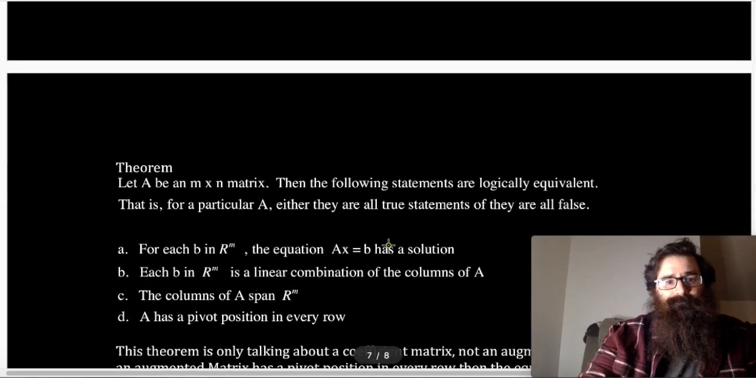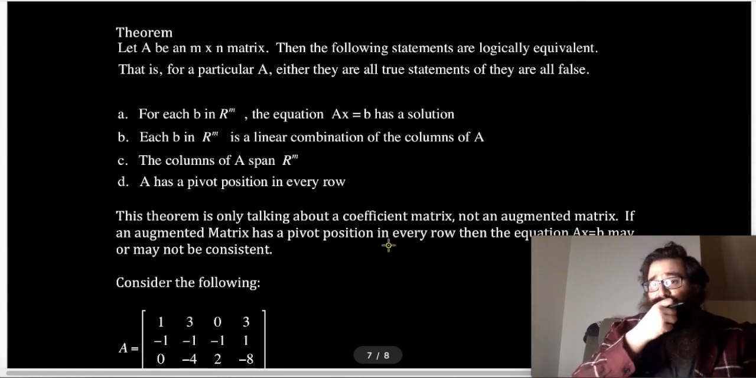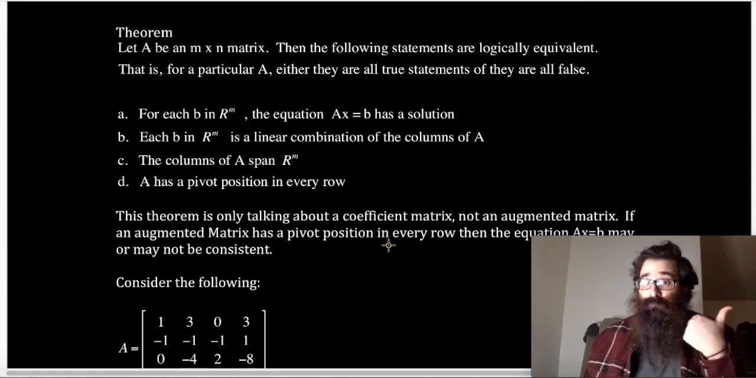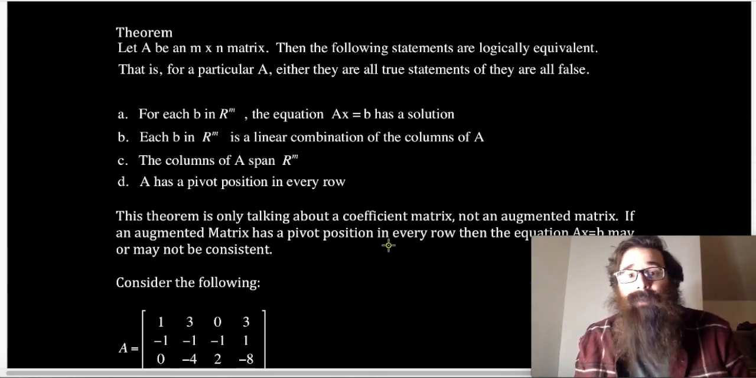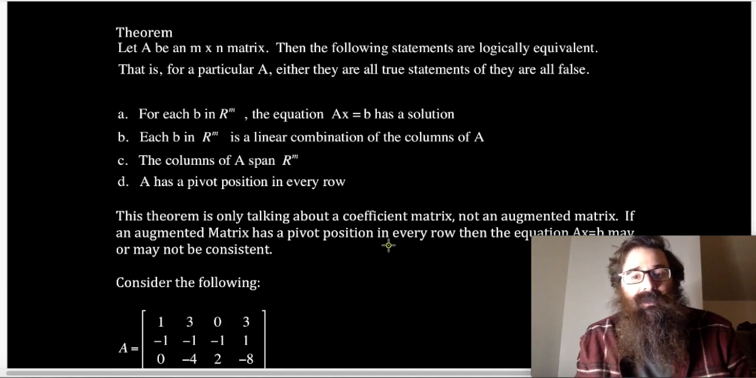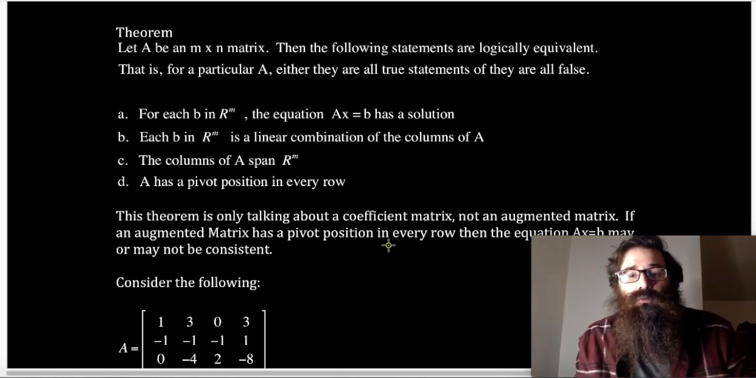We'll take a look at a theorem. We'll see a couple examples of it, and then hey, we're out of here. Let's take a look at this theorem. Let A be an m by n matrix. The following statements are logically equivalent, which means if one of them is true, they're all true. If one of them is false, they're all false. So that means either all the statements are true or all the statements are false. And here we have 4 statements that are logically equivalent.